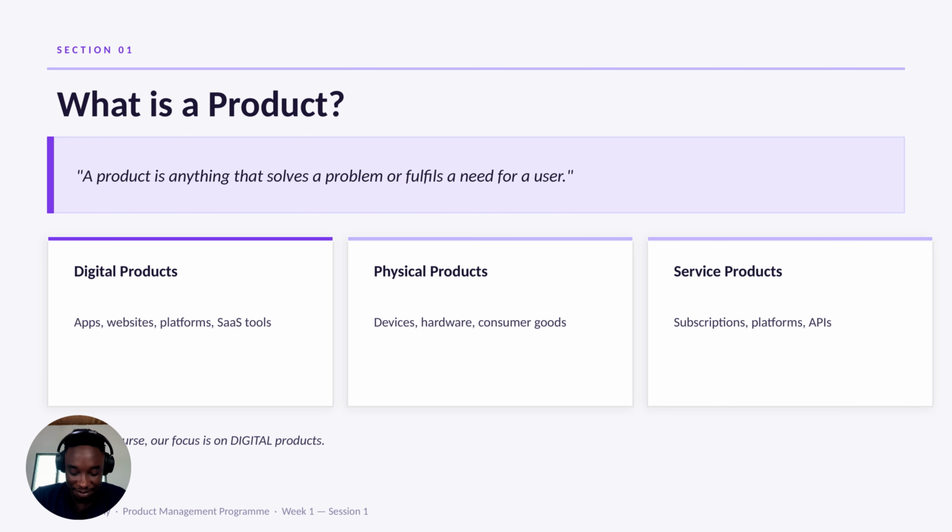So in this course, we are going to be focusing on digital products. Physical and service-like ones are not going to be used. A product manager focuses on digital products. All right, so that is what a product is, and we are going to use digital products in this very course. So we move on to our second chapter.